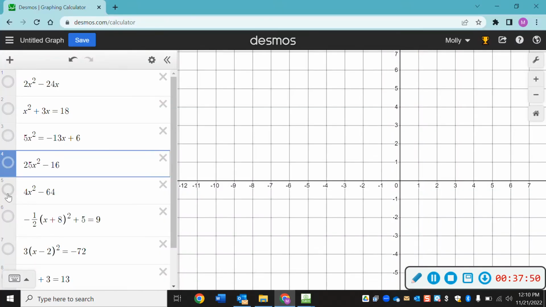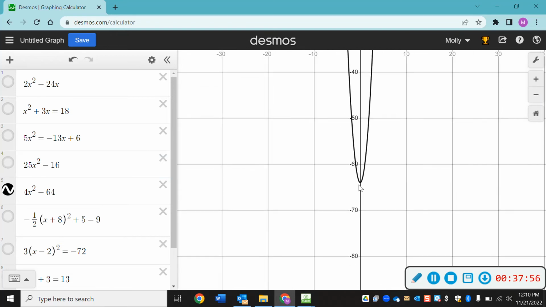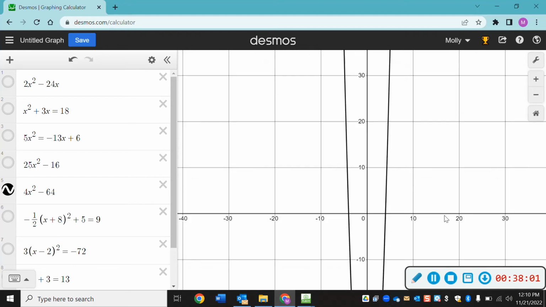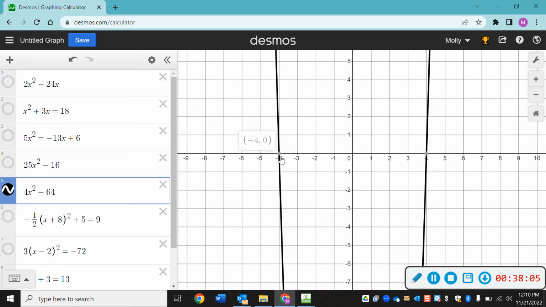So I'm going to turn off the last one we looked at. Here's the one that we just did. Once again, if I zoom out, you can see this is a quadratic that dips down really far. That vertex is really far down. So this is one where solving by graphing would not be very helpful, but I can see that it's crossing here at negative 4 and positive 4.